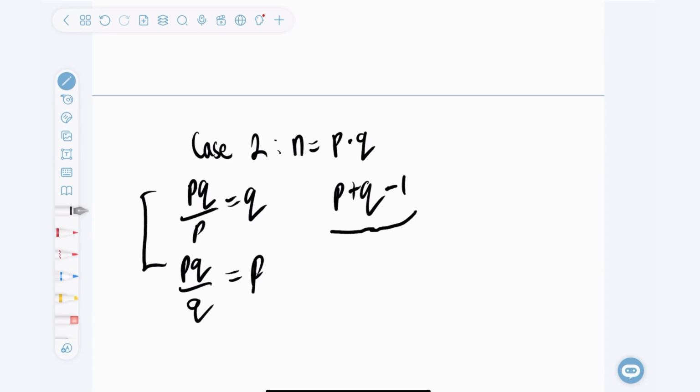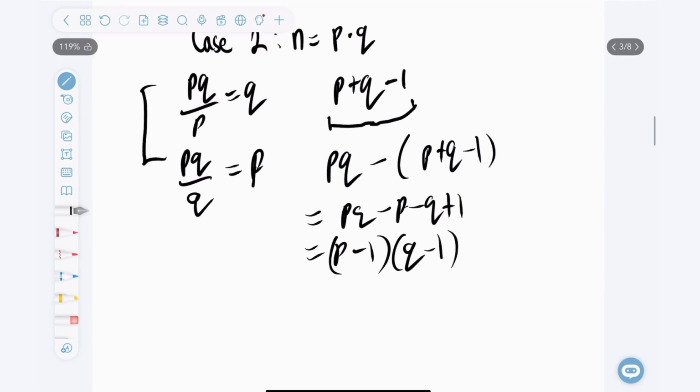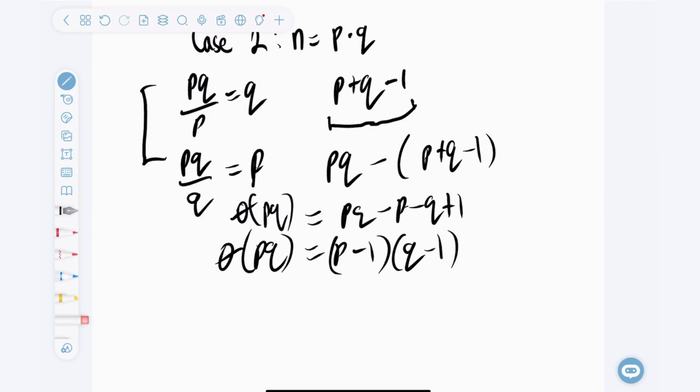So once again, we follow that same process of subtracting the number of integers that are not co-prime from the total number of integers that we have. So this is pq minus the quantity (p plus q minus 1). And you can simplify this to get pq minus p minus q plus 1, which factors out as (p minus 1) times (q minus 1). So this is the totient of pq as well, by the way. This value represents the number of integers that are co-prime to pq.